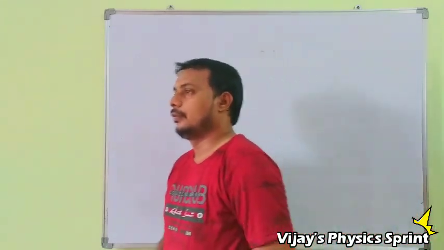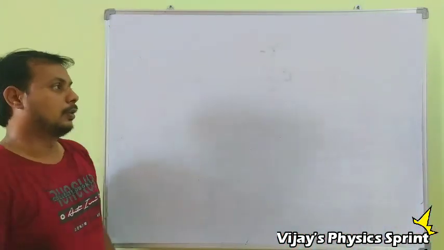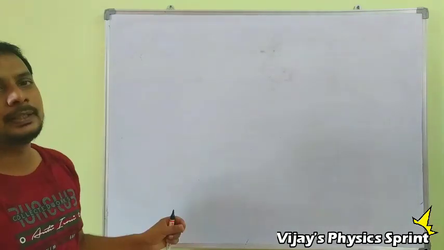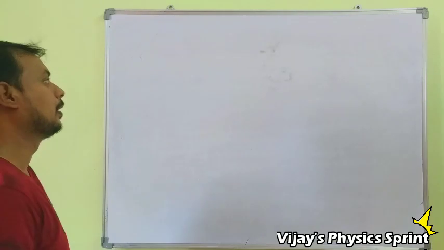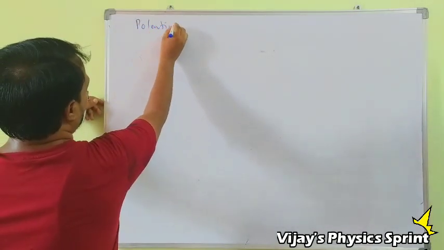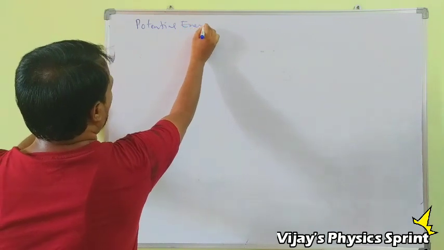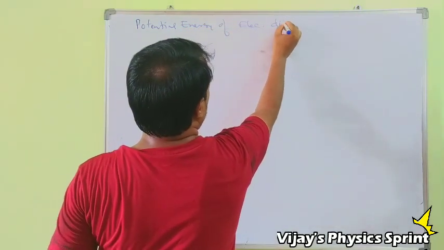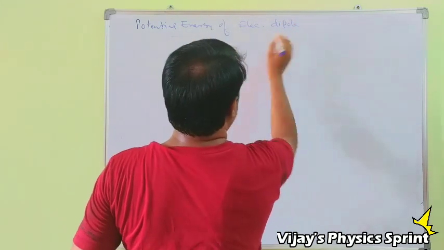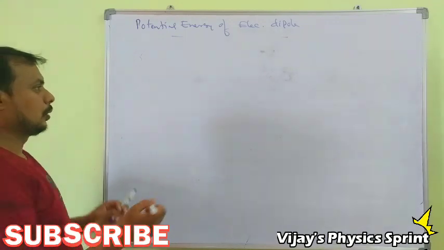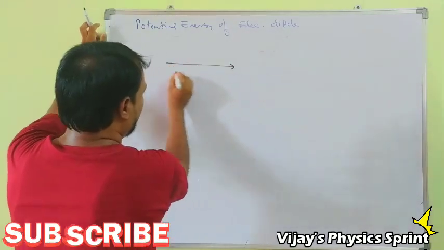So today we'll discuss the electrostatic potential energy of an electric dipole when it is placed in an external electric field. So what is the electrostatic potential energy of an electric dipole placed in an external uniform electric field? So this is the uniform electric field intensity.